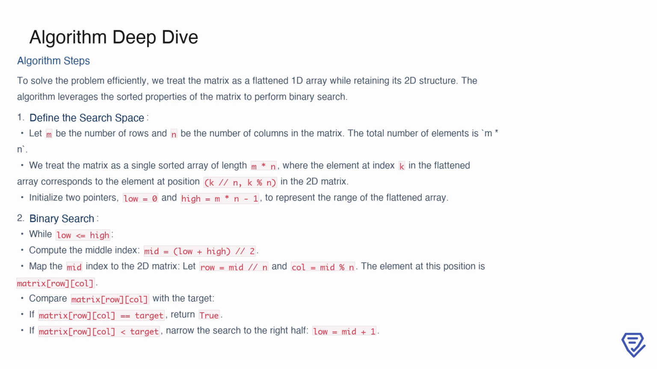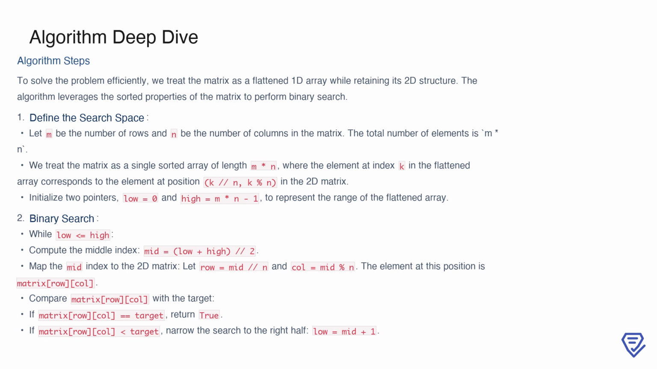Next, we perform binary search on this conceptual 1D array. At each step, we calculate the middle index, mid, using the formula (low + high) / 2. Then, we map mid back to the 2D matrix using the row and column calculations. The value at matrix[row][col] is then compared with the target. If it matches the target, we return true.